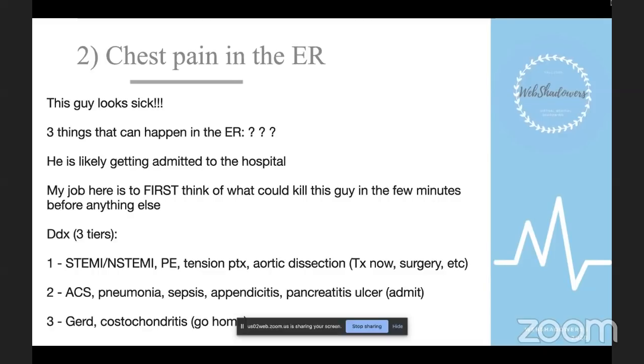GERD, costochondritis, kind of like we saw in the clinic patient. That's not going to kill the patient. Yeah, it sucks. They're going to be hurting and uncomfortable, but that's not going to kill the patient. So you have to think about it in 3 levels. And I think it's on the next slide.